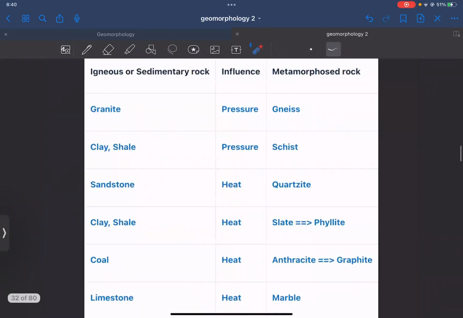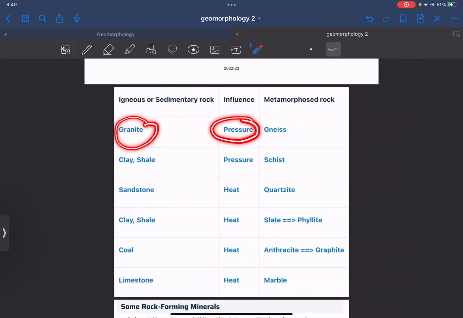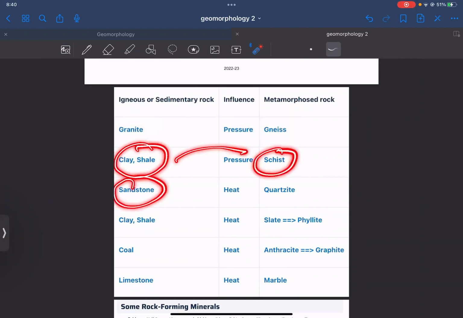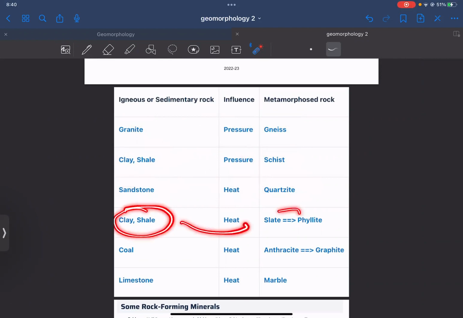All right. So you need to remember a few examples. Igneous rocks, sedimentary rocks, granite. If it comes under the influence of pressure, it forms metamorphic rock known as gneiss. Granite under pressure gives gneiss. Clay or shale under pressure creates schist. Sandstone under heat, that means thermal metamorphism, creates quartzite. Clay or shale under temperature creates slate. Further increase in temperature creates phyllite.